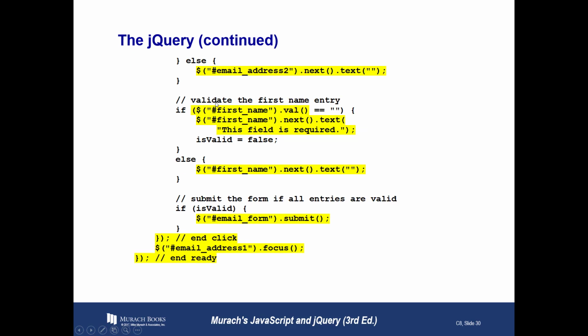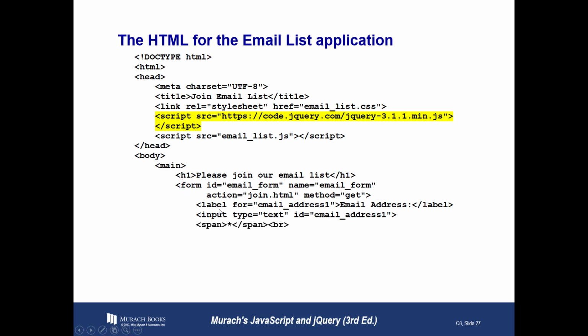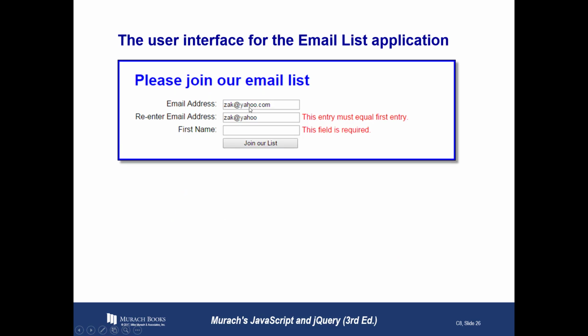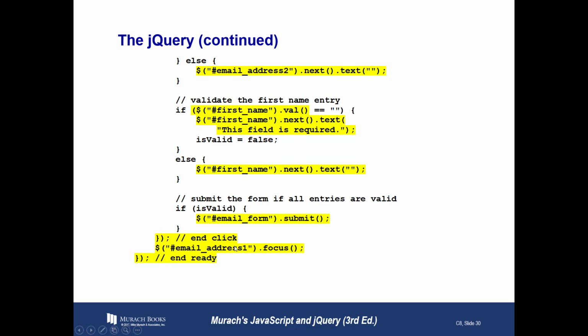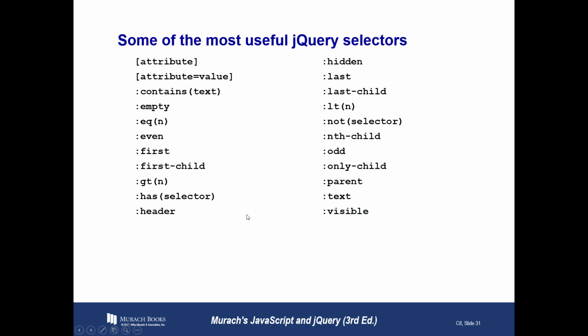Finally, we validate that there's something in the first name. If we get all the way down to the bottom here, and our isValid flag is still true, meaning we put a value in here, we put a value in here, these two values are the same, and we put a value in here, then when we click join our list, we submit the form. Right there.